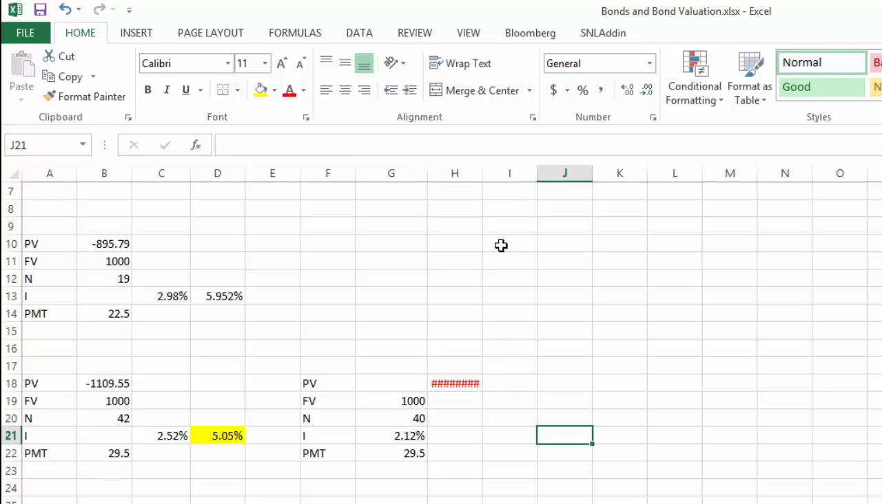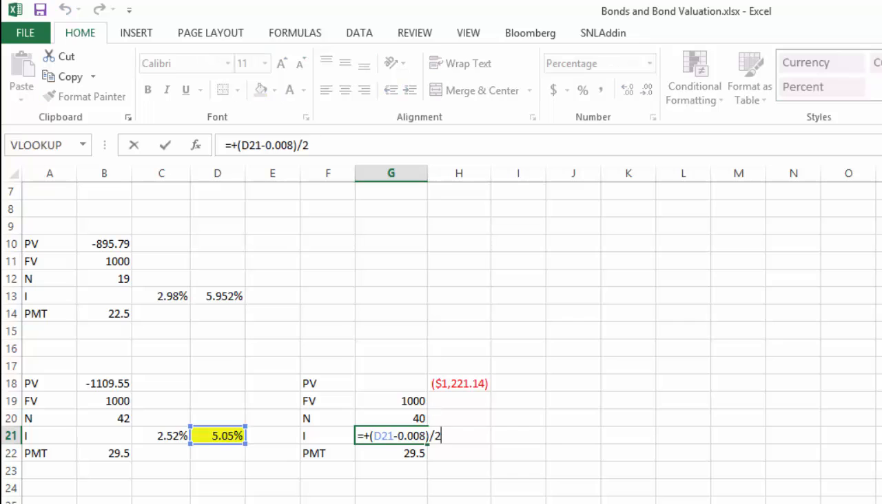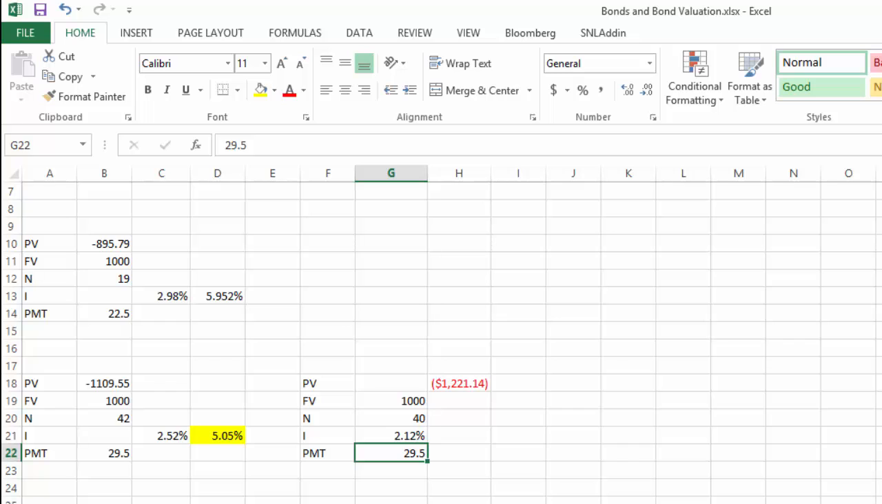So let me move that over here just to be consistent, where I'm solving for this thing that's not in the same column as all the inputs. The future value is still $1,000. The number of periods now, we're down to 20 years to maturity, so 20 times 2 is the number of periods. My interest rate, I've decreased it by 0.8% per year. So I took the annual interest rate, subtracted out 0.8%, and divided that by 2 to get a semi-annual rate. The payments are the same, $29.50.